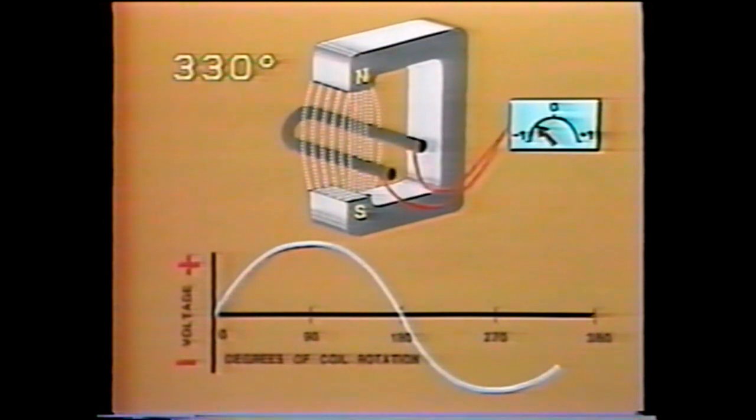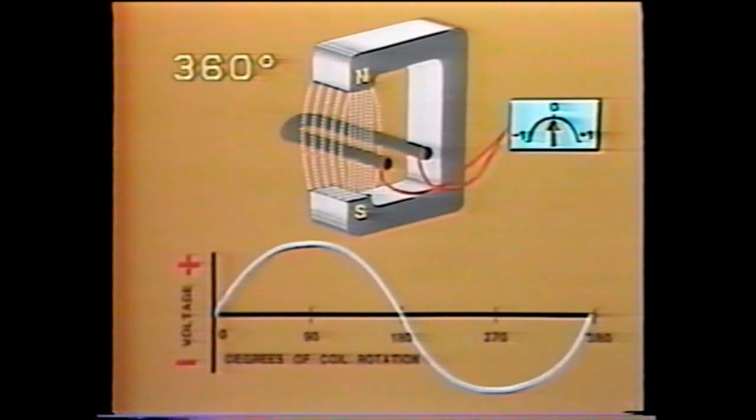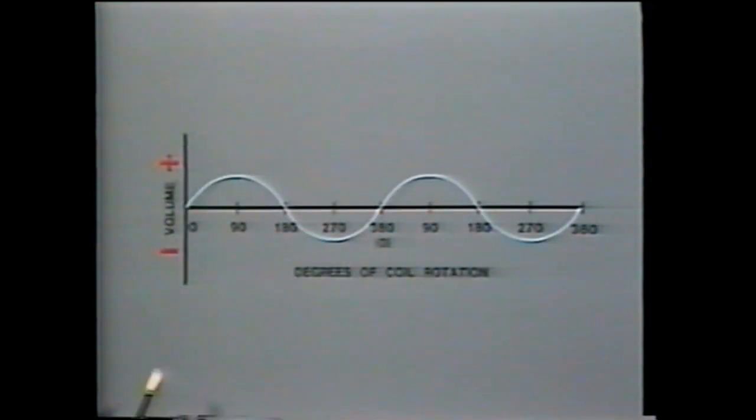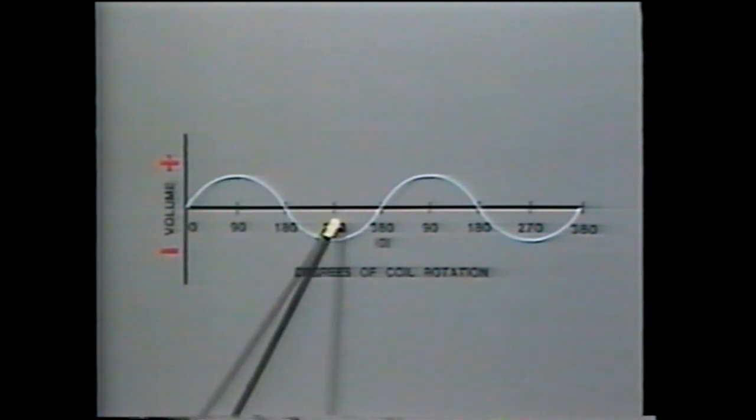And after another 90 degrees, we are back at our starting point, and voltage is 0. On this graph, we have shown 2 complete cycles of voltage, corresponding to 2 complete rotations of the coil. Note that the magnitude of the voltage alternates first in the positive and then in the negative direction.